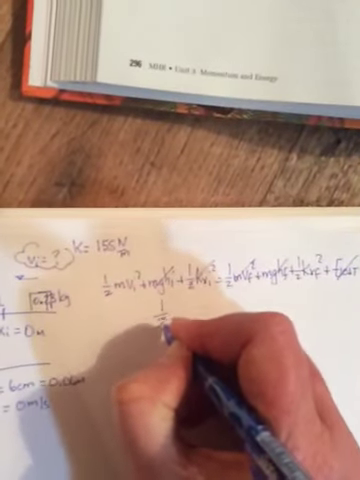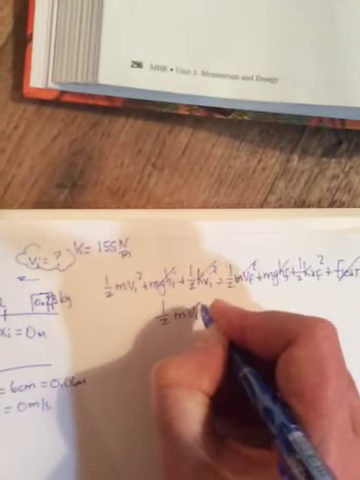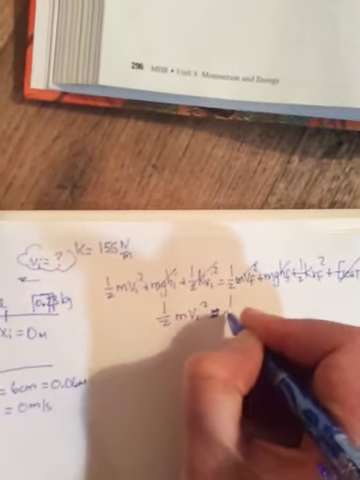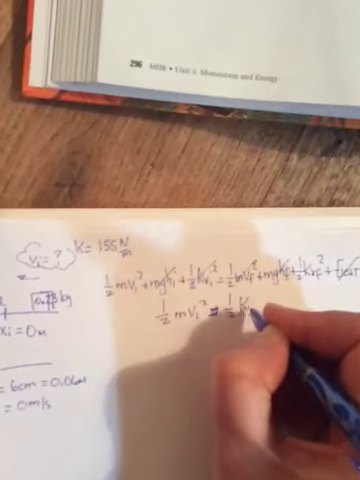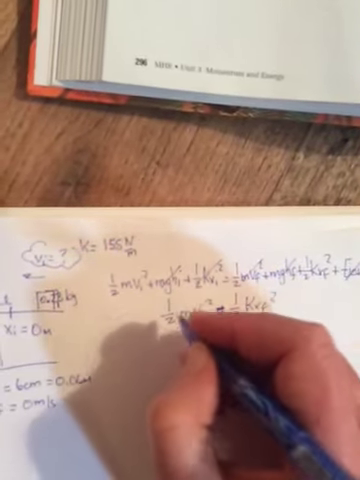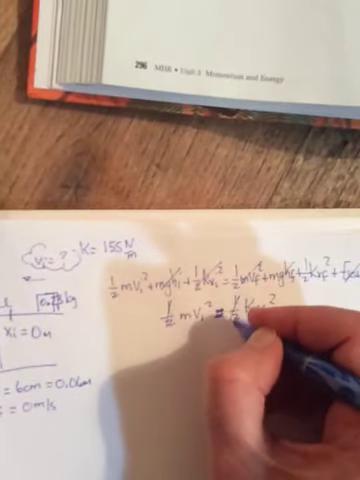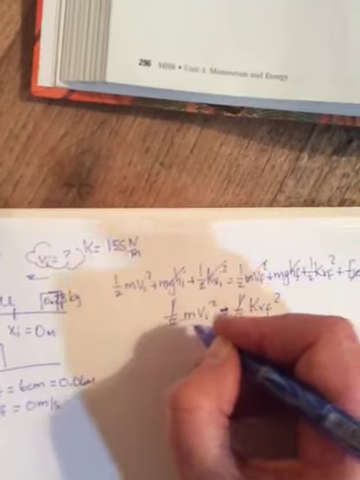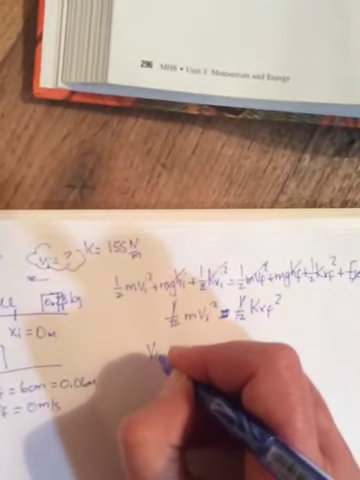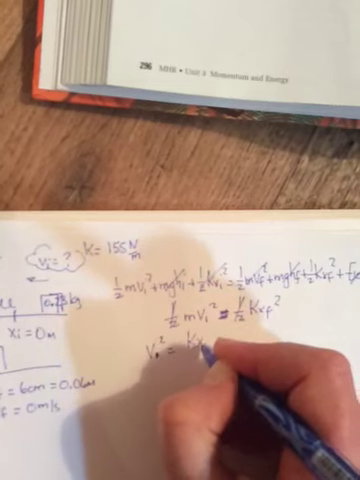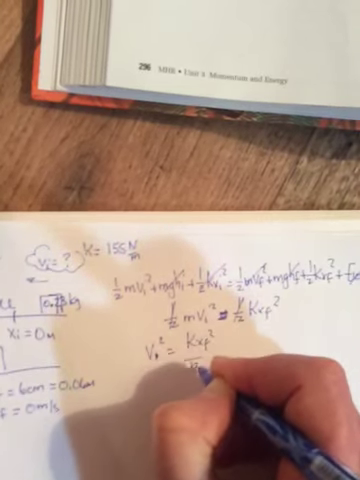So this time our two terms are 1/2 mv initial squared equals 1/2 kx final squared. All right, the m's don't cancel this time, but the halves will. And you're looking for vi. So divide both sides by m. So vi squared will equal kx final squared divided by m.